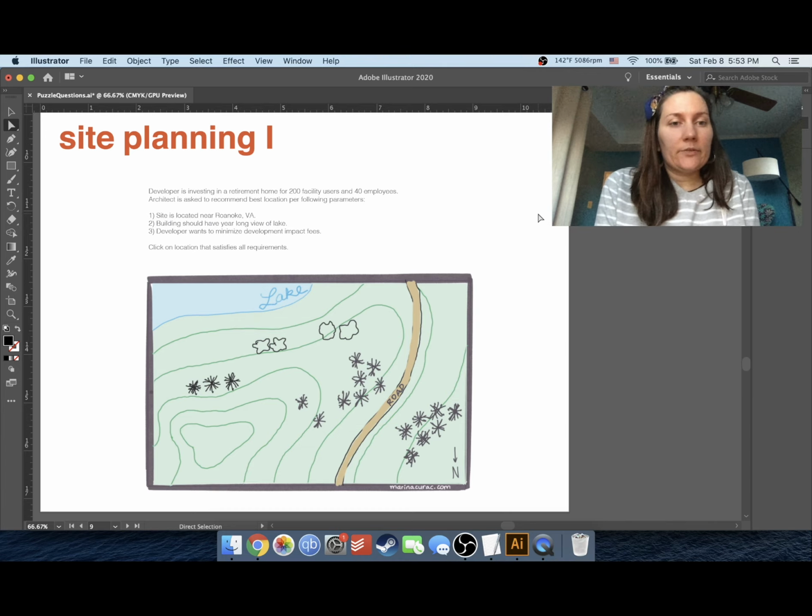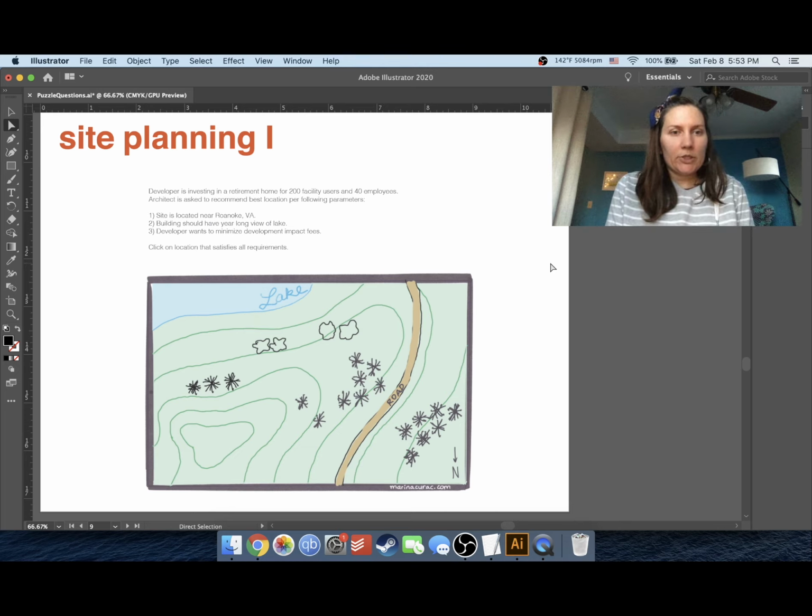So let's see. Developer is investing in a retirement home for 200 facility users and 40 employees. Architect is asked to recommend best location per following parameters. Site is located near Roanoke, Virginia. Okay, so this is telling us that we are dealing with a temperate climate. I think on the test, it would probably just spell out what climate you're in, but you can always be ready for whatever. So we know that that's not really going to help us eliminate any options here, but let's keep moving forward.